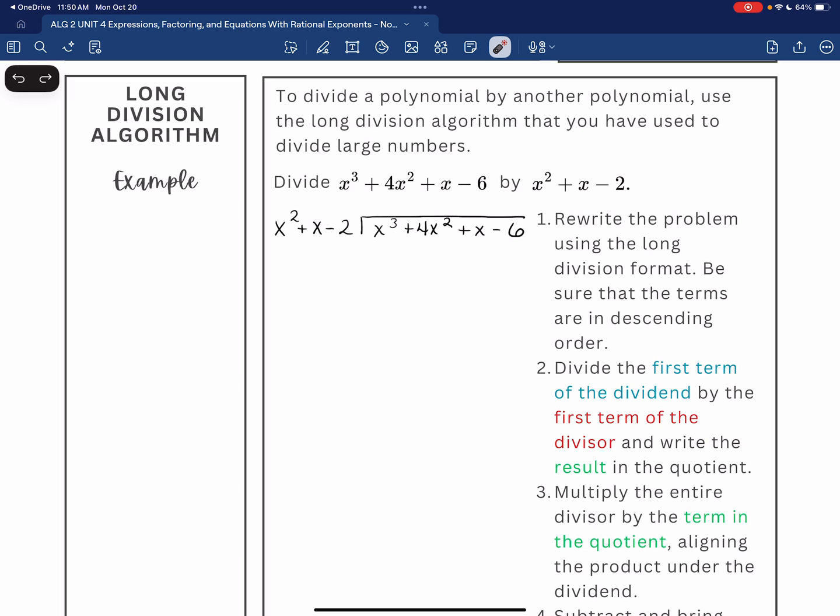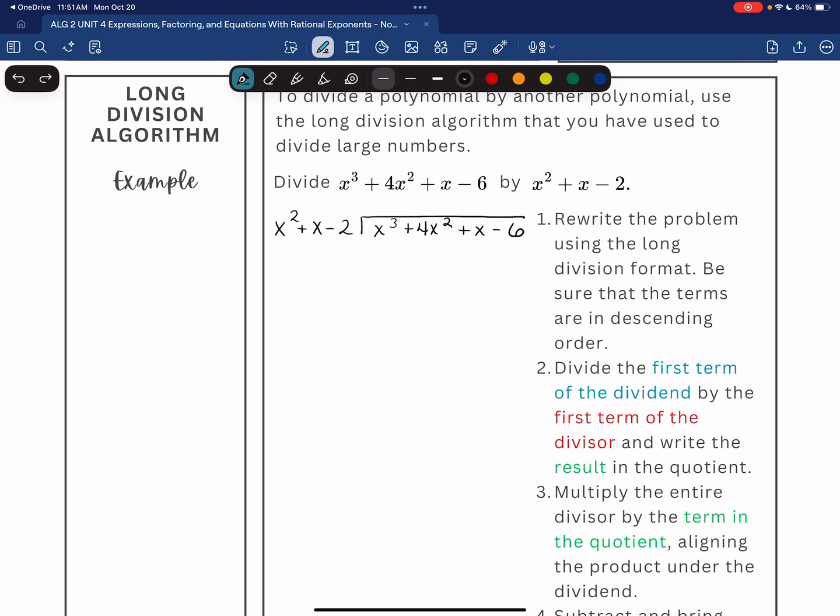Be sure that the terms are in descending order, meaning that we go from a power of 3 to a power of 2 to one that is technically a power of 1, right? This is technically our linear term, which is a power of 1, but we don't need to write the 1 in there. And then lastly, our constant.